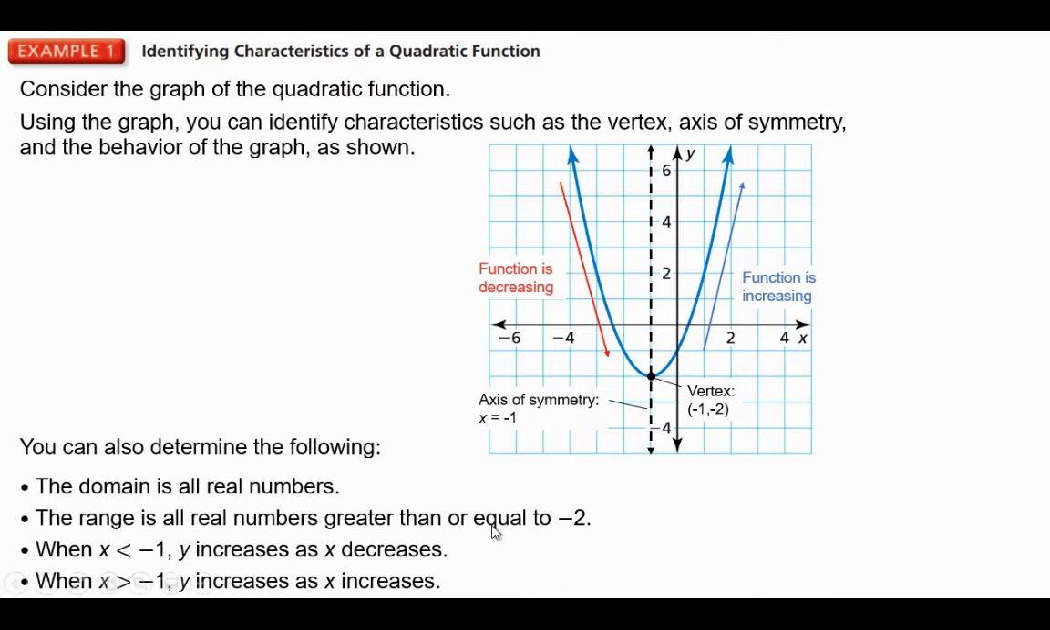In this case, the range is written in words. We could also write it as an inequality. The increase and decrease value are shown here as well. So these are the characteristics we want to talk about when it comes to analyzing quadratic functions.